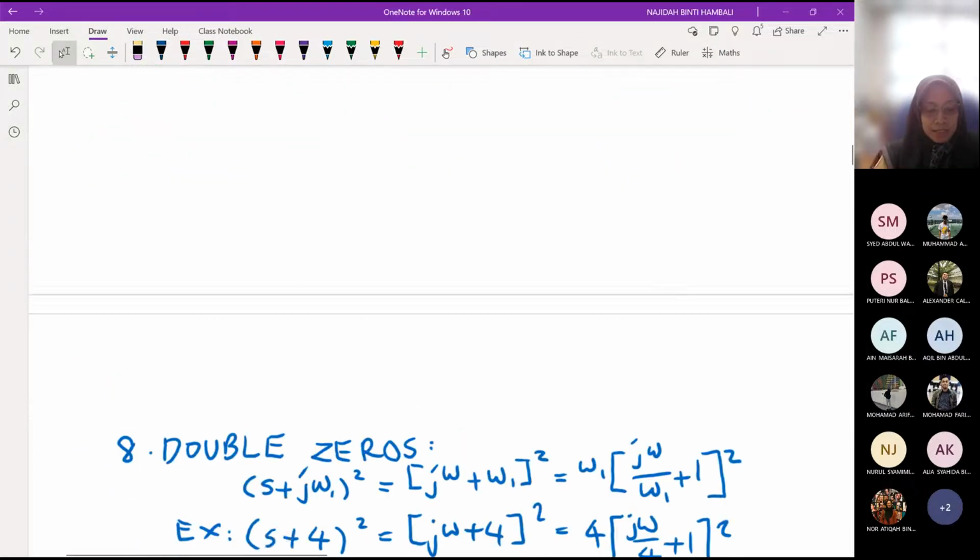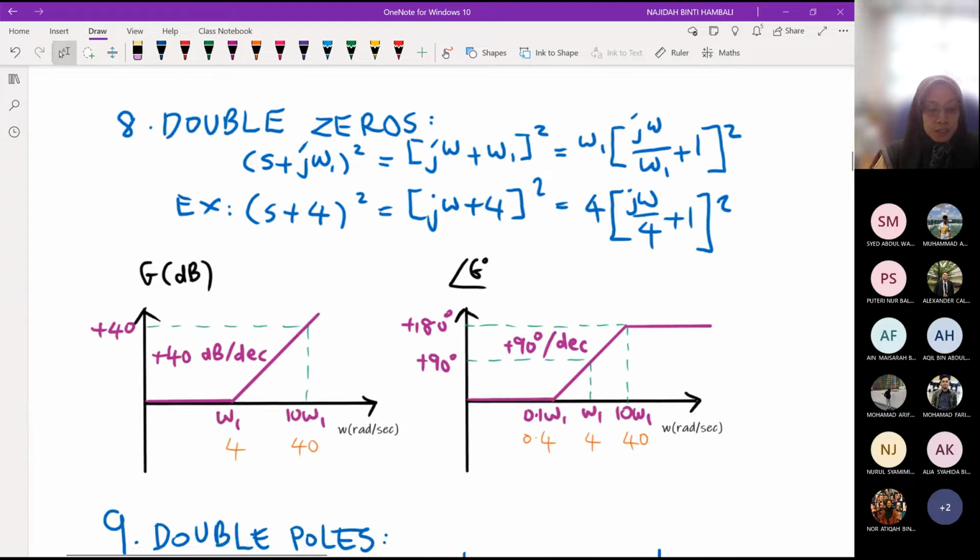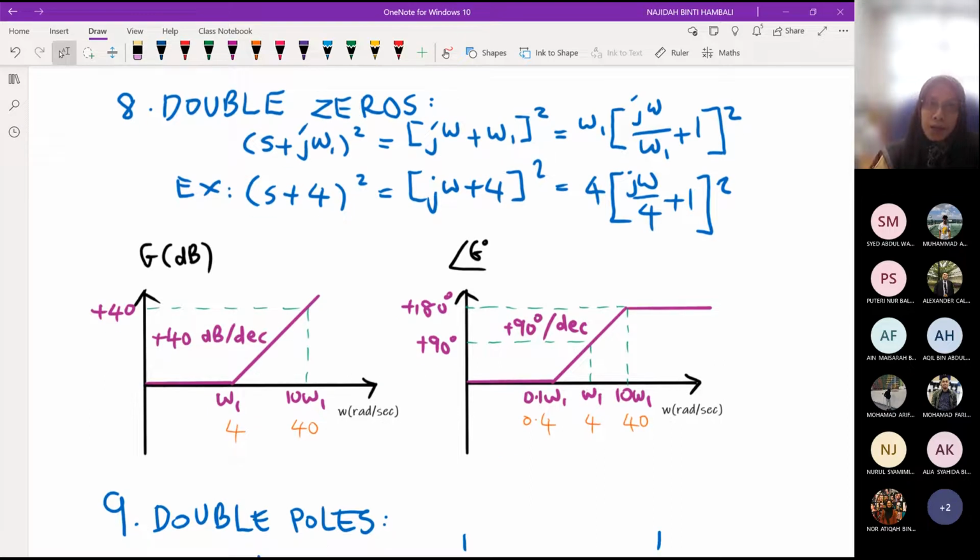Okay, next. The final three theories. Okay, this one is double zeros. You can compare theory number 8 with number 6. Okay, the shape of the plotting for magnitude and phase is almost similar, but we have doubled the value of slope. Okay, starting point is similar, 0, 0.